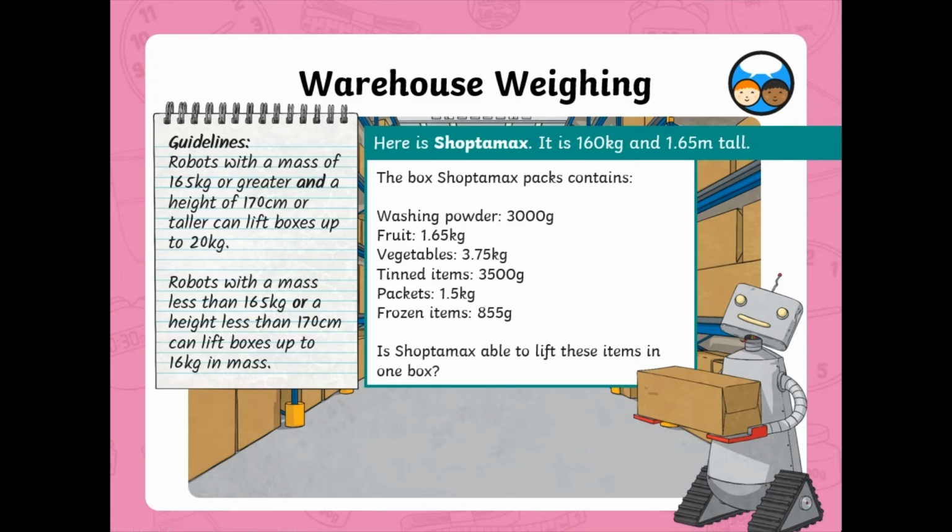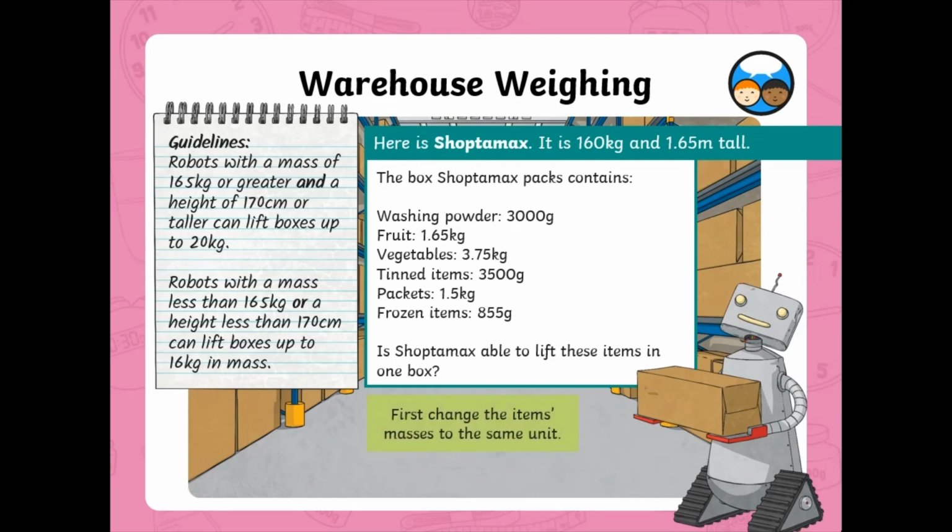Well, what we would have to do is add them all up. But if you look, they're all in different measurements. I can't just do 3,000 plus 1.65. I'm going to have to convert them all to the same unit of measurement. Now, it doesn't matter whether you put them all into grams or you put them all into kilograms. It does not matter, as long as you can put them all into the same unit of measurement.